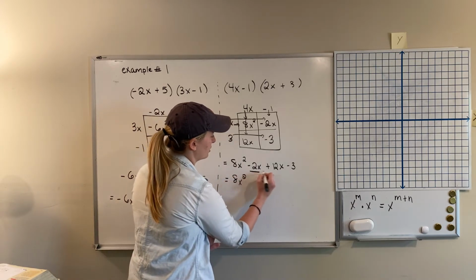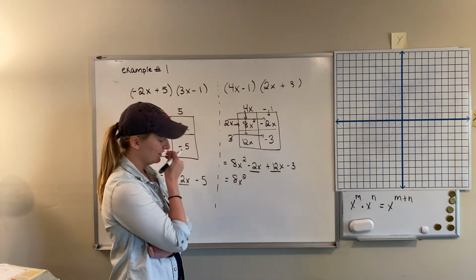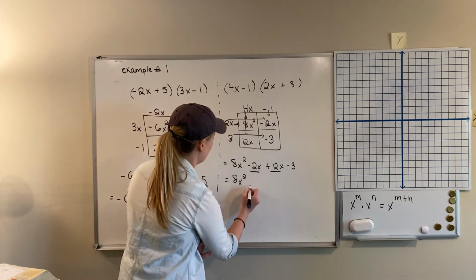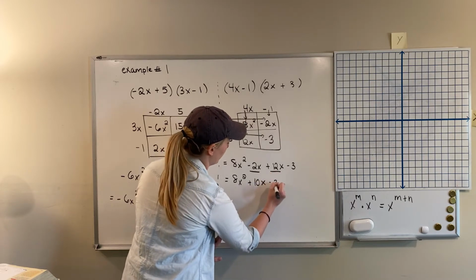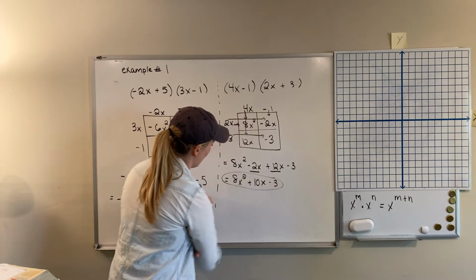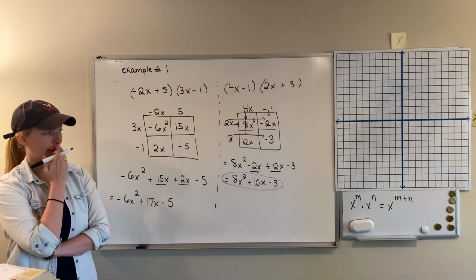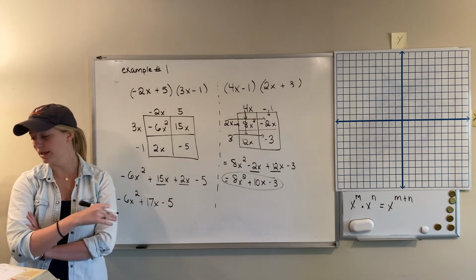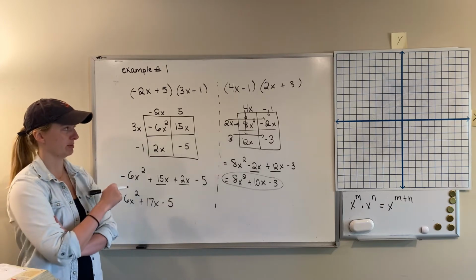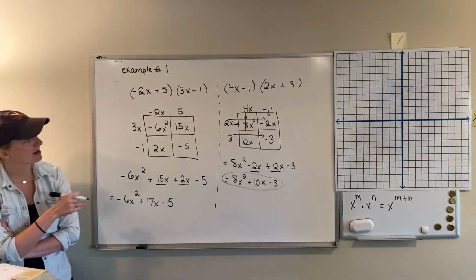But I have like terms with my x values, so negative 2 plus 12 is going to be 10x minus 3. And now I've multiplied my binomials. And again, remember, when it's adding and subtracting, there are no exponent rules. Exponent rules only come into play when we are multiplying. So that's the box method.